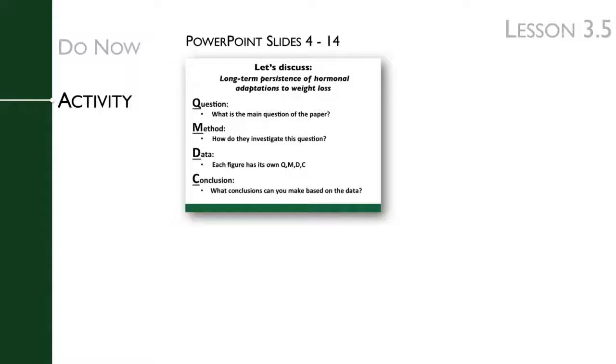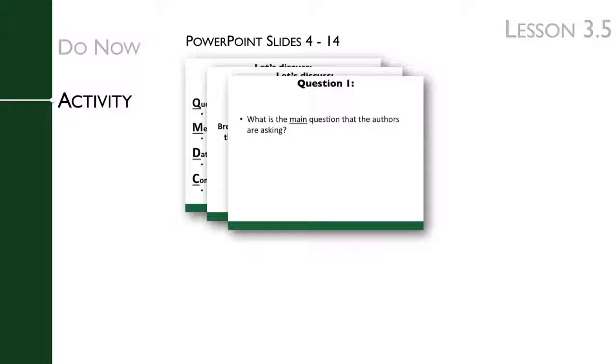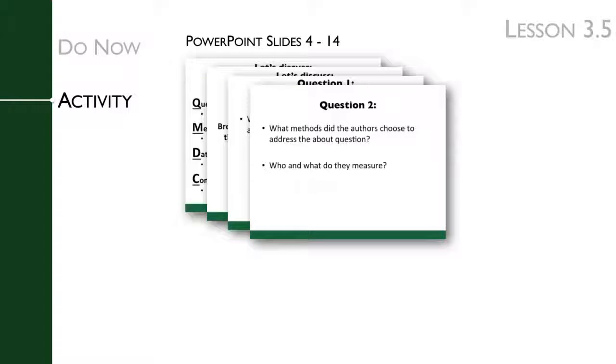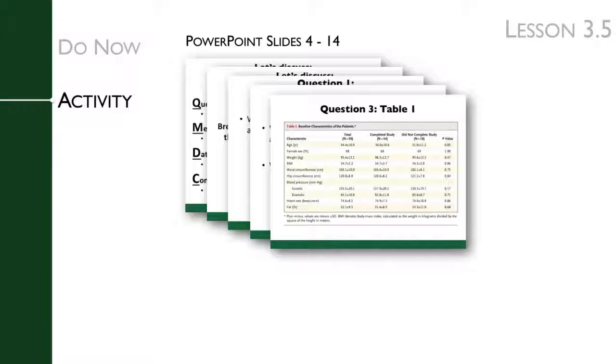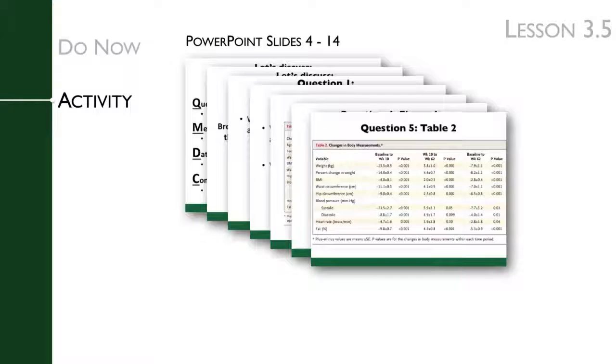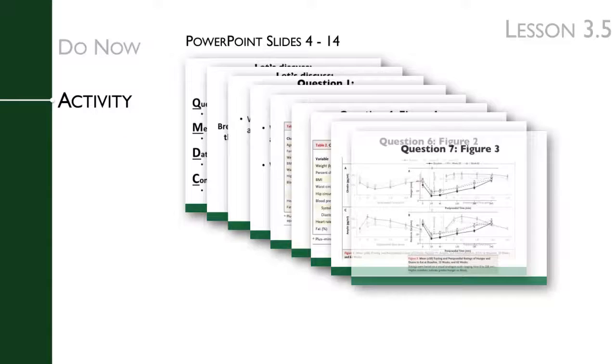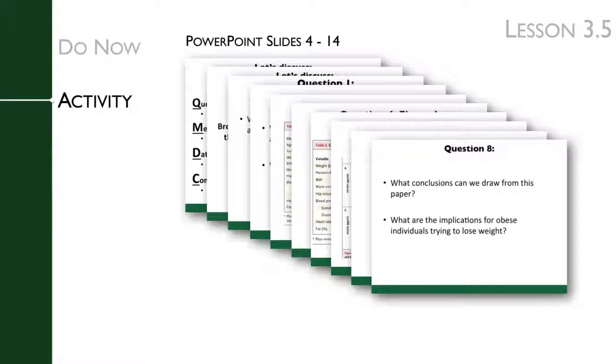Students should use the activity worksheet to take notes on the key points, which are Q, what is the main question that the authors are asking? M, what are the methods the authors chose to address this question? D, what did the data show? Note that each table and graph has its own QMDC. And C, what conclusions did the authors make?